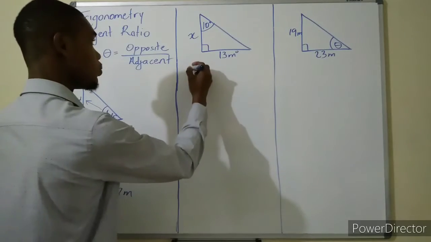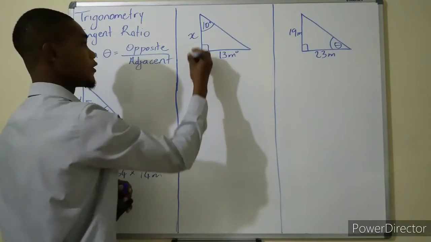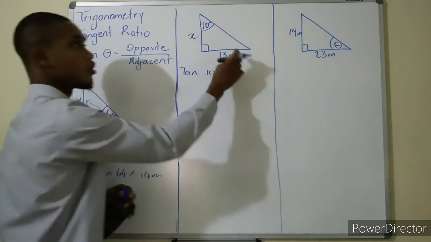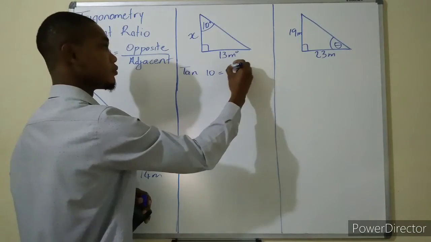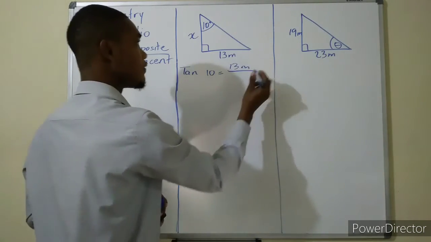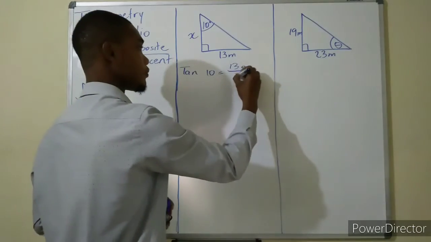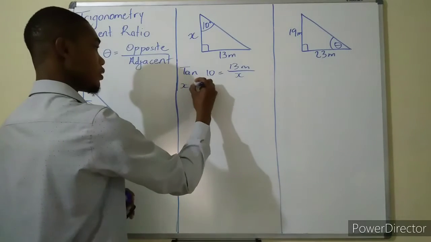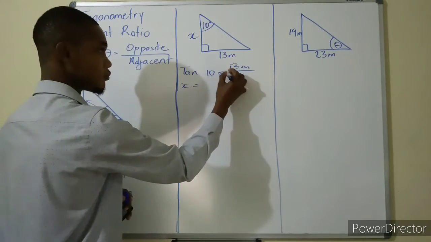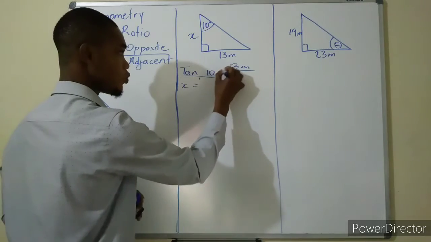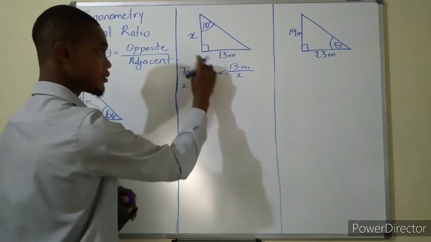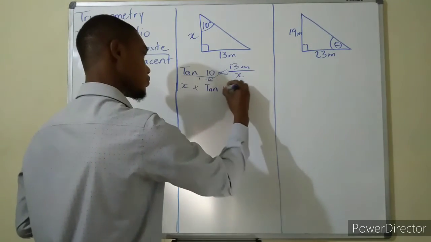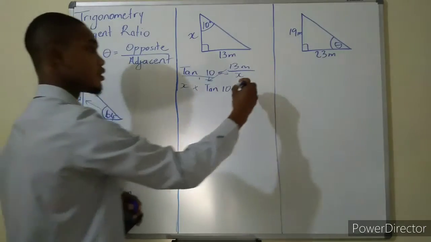Now in this case, we have the opposite side. So tan first, the angle is 10, equals the opposite divided by your adjacent side. So you want your adjacent side to be found. When you cross multiply, it will be x times tan 10 is equal to 13 times 1, so that's still 13.